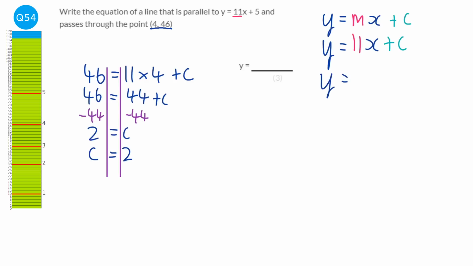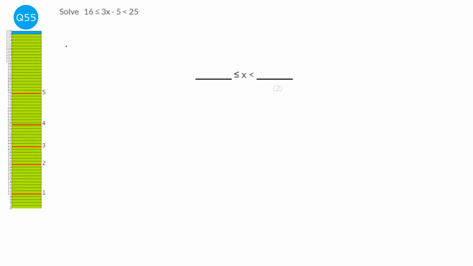And we can put that into our equation. And that is our answer. So it's going to be 11x plus 2. So I'm just going to write this out again, just so we've got a bit more space.